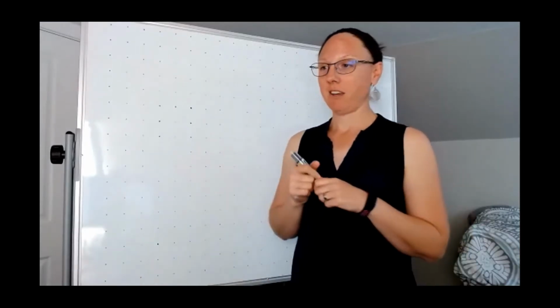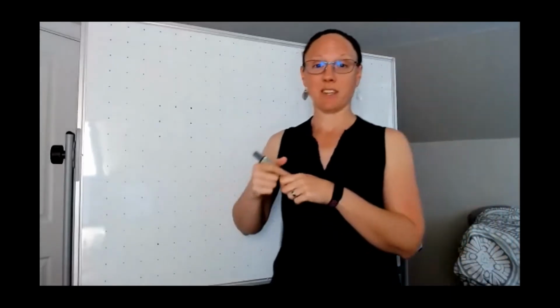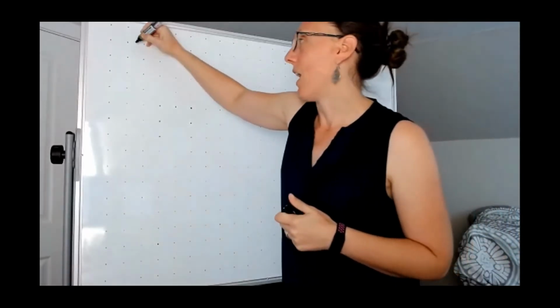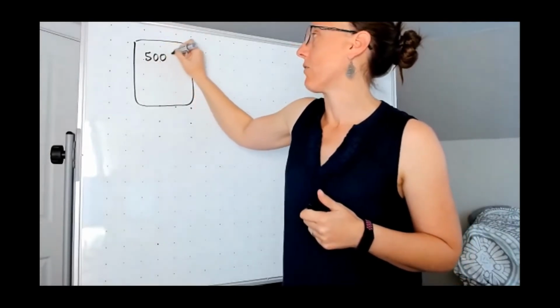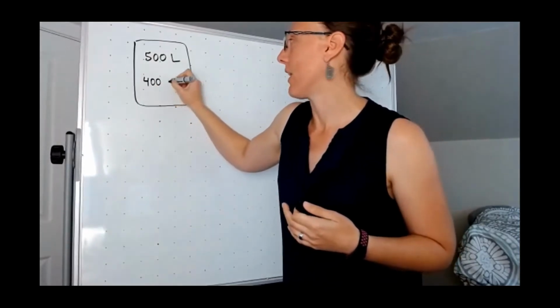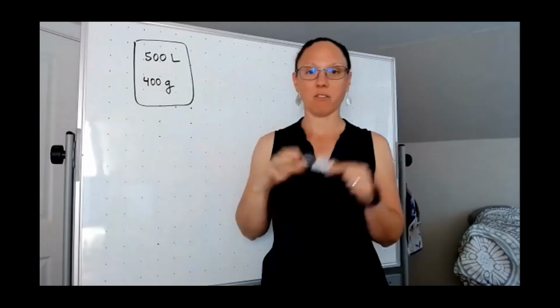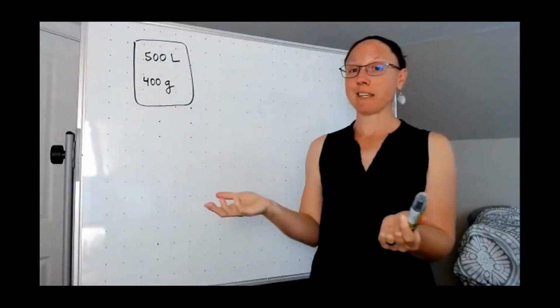So if you are just joining us, or if you joined us after I got rid of it, I'm not going to rewrite all the words, but we're going to talk through what the situation was. So I said that we have a tank, and our tank holds 500 liters of liquid. And into that 500 liters, there are 400 grams of dissolved lemon juice. And we're trying to make some lemonade.